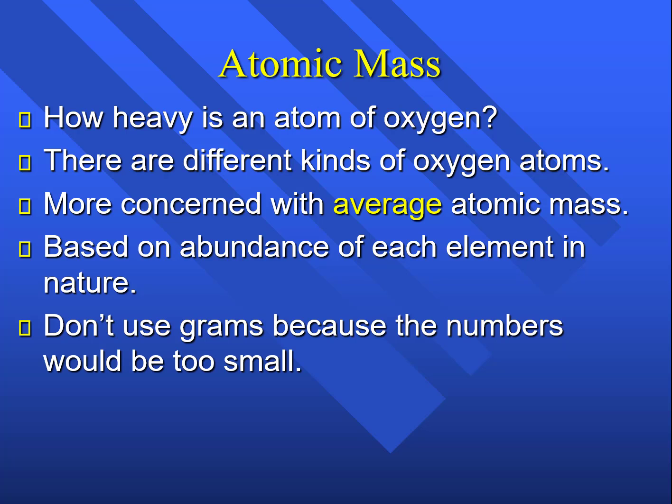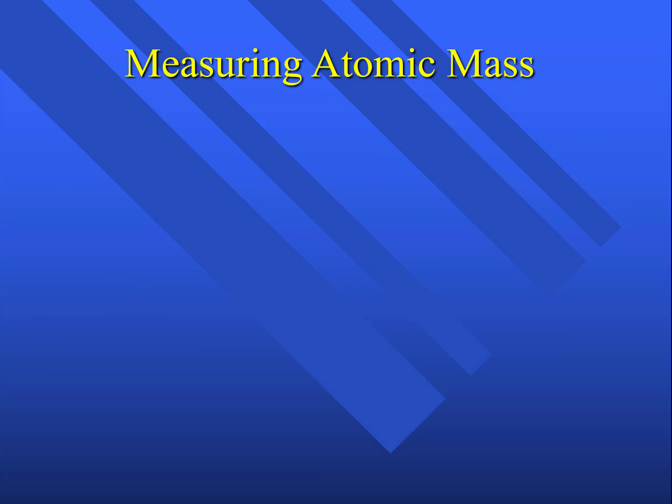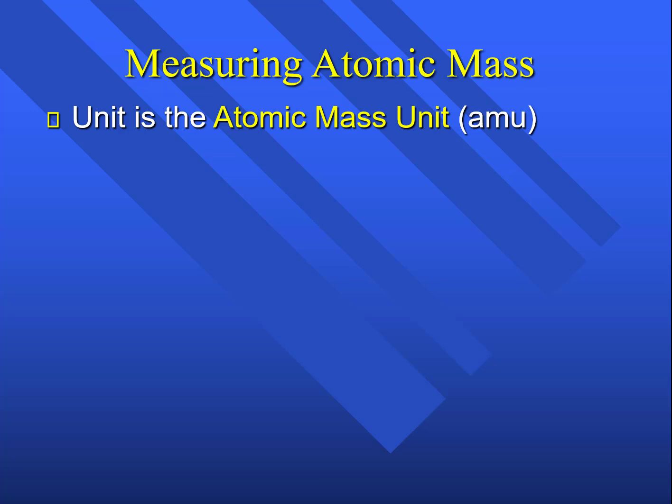So I need a new unit. I need a unit for mass. I don't want to use grams, because I don't like dealing with numbers times 10 to the negative 27. So, to measure atomic mass, they had to come up with a new unit. They were very creative in its name. The unit they use for measuring atomic mass is called the atomic mass unit.